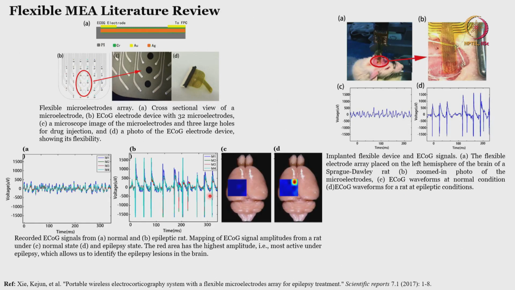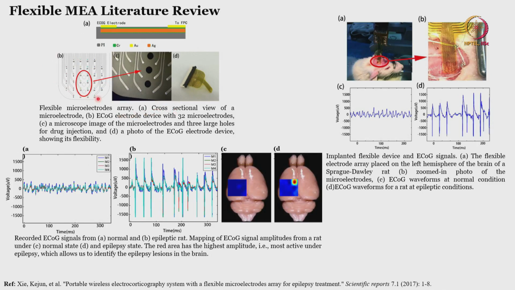The second paper that I am showing you is by Z and Kijun et al., published in Scientific Reports in 2017. Here they again fabricated ECoG electrodes on a flexible substrate, and there are 3 holes in this one to load the drug when the chip is implanted onto the animal brain. You can see the flexible electrode array and the cross-sectional view of a microelectrode, which is right over here. The bottom material, the substrate, is PI, which is flexible in nature. Then you have chrome, Ag, and Au. Finally, gold is used to acquire or record the signals. This ECoG device has 32 microelectrodes, as you can see from the numbering here.